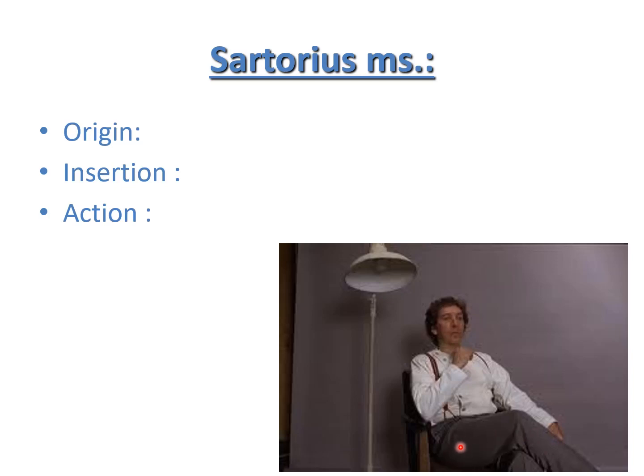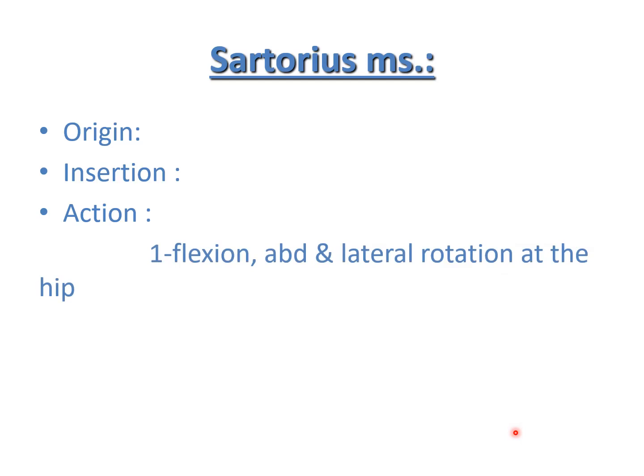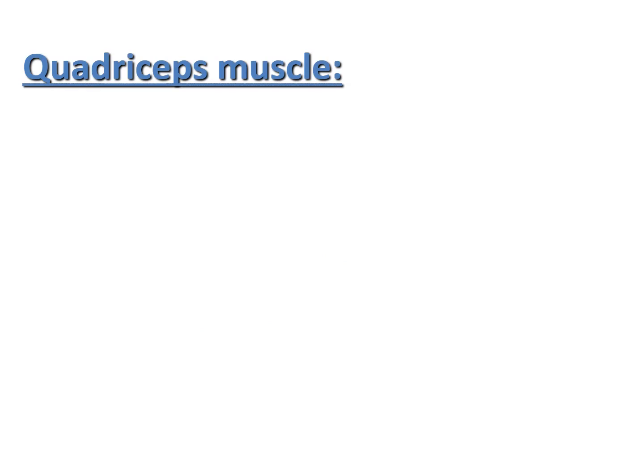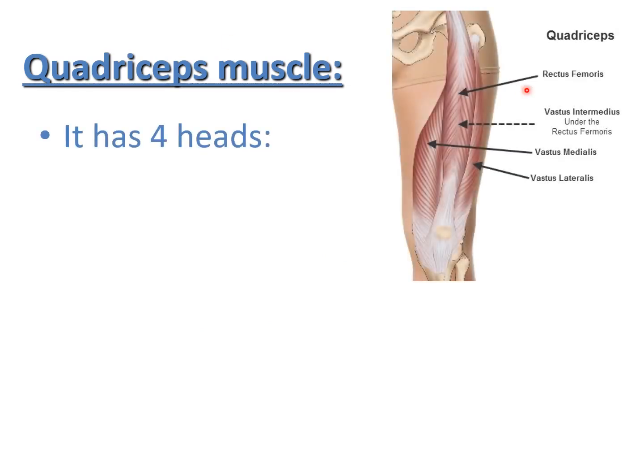The action of this muscle is to put the leg in this position, which is the cross leg position. To make this position, you need flexion, abduction and lateral rotation at the hip joint, and flexion at the knee joint. Both together form the sartorius position, or the cross leg position.